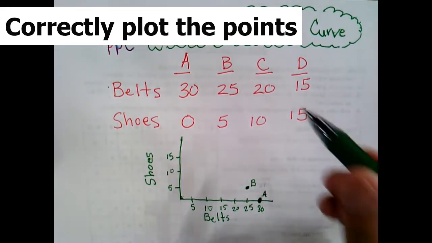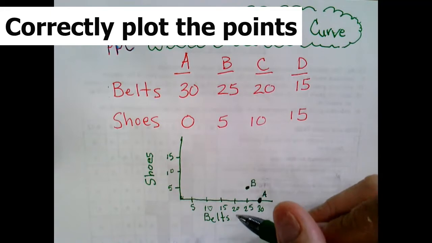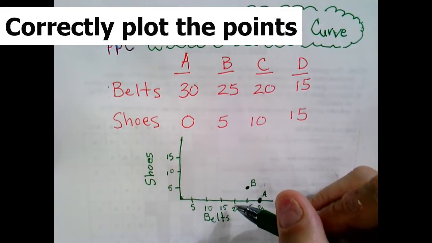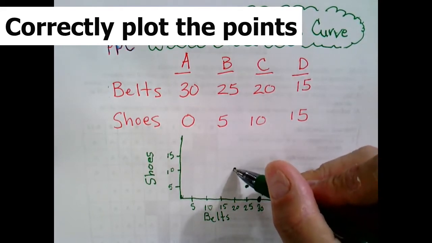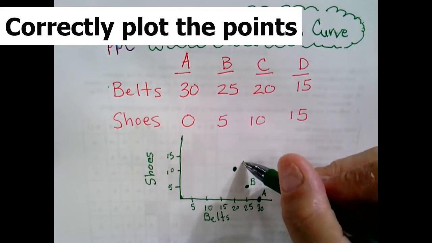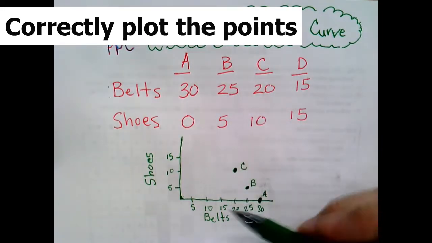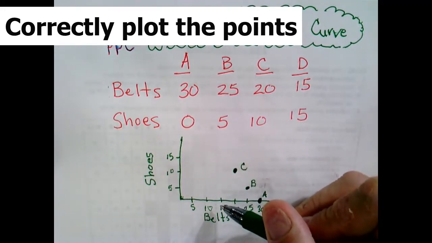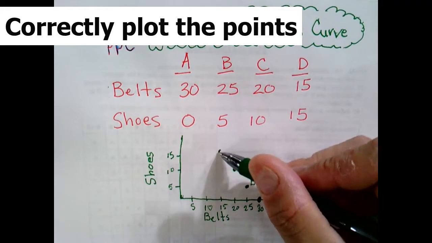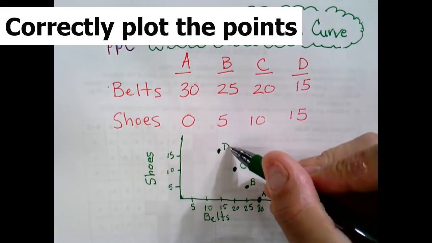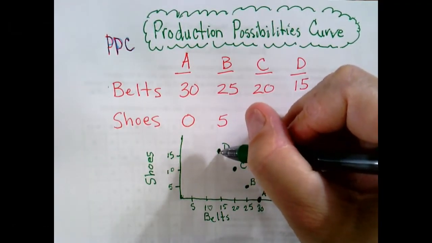Now I'm going to do the same for C. At point C, there's 20 belts and 10 shoes. So my point is going to be about right here. And I'm going to label that point C. Now the last one is 15 belts and 15 shoes. So 15, and 15 is about right here. Put my point, I'm going to call that point D. Now I'm going to draw and play a game of connect the dots.